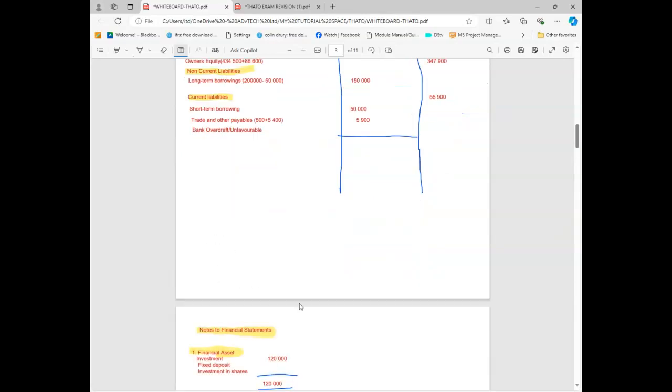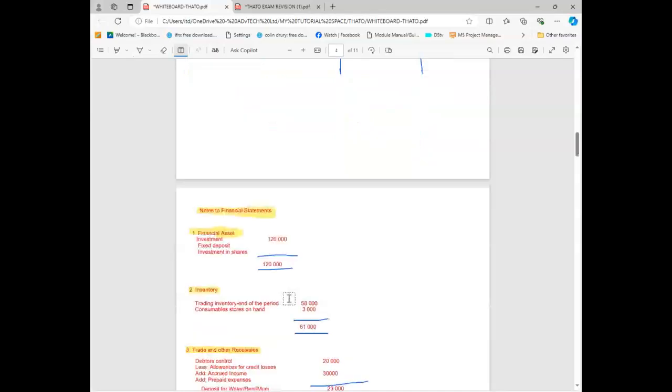So I think for the financial statements, more than this is going to confuse you more, but this is what you need to expect. You know, notes, financial statements. So it depends. Yeah, it depends. So this is the financial statement.